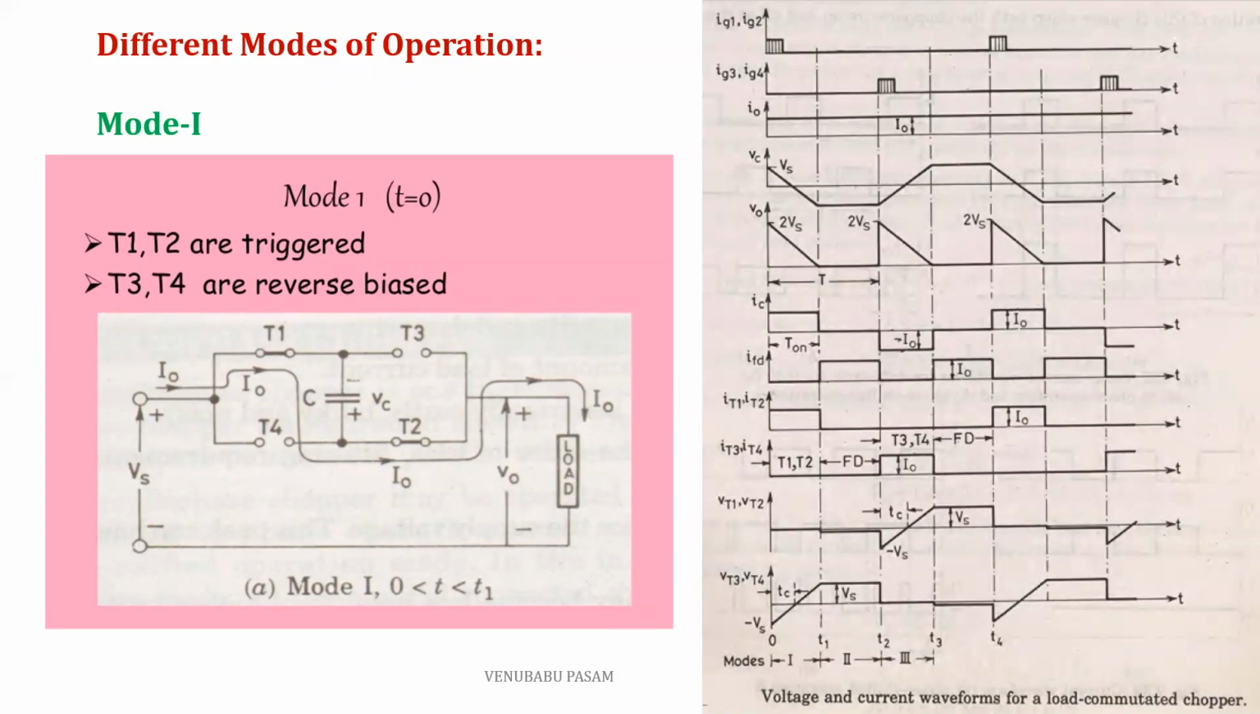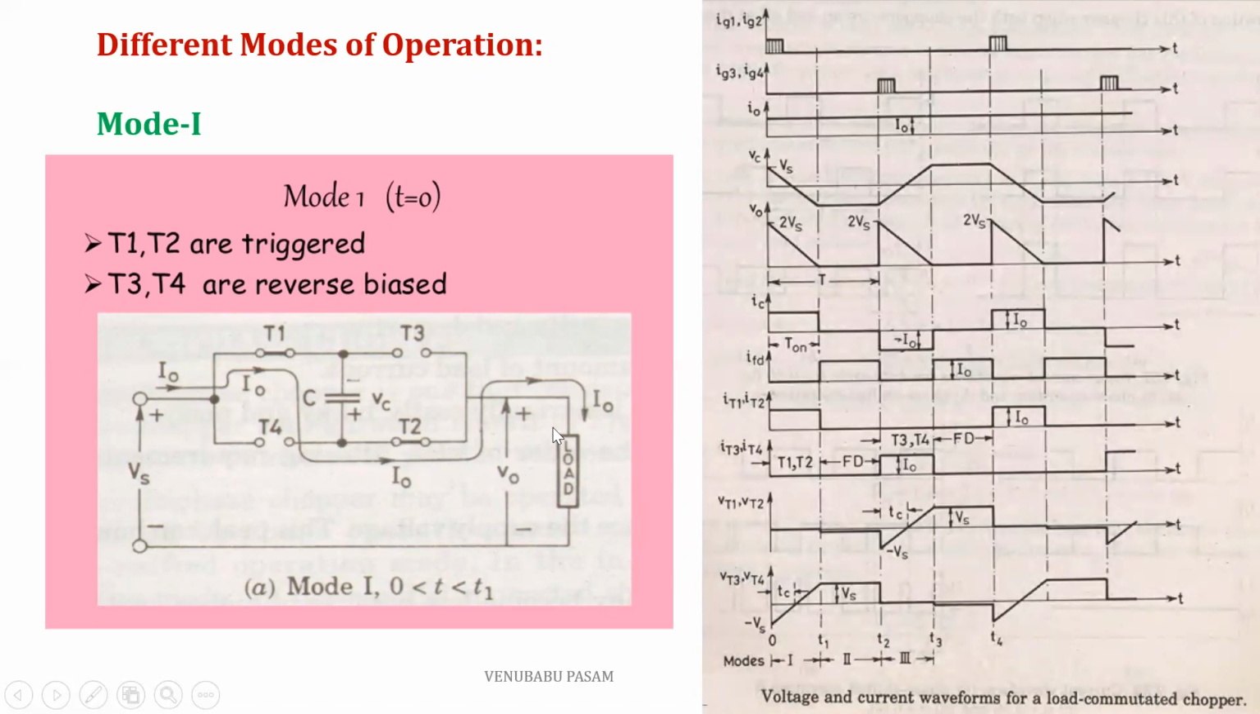In the first mode of operation, thyristors T1 and T2 are triggered. Before triggering the thyristors, this capacitor is fully charged with source voltage, and its polarities are: upper plate negative and lower plate positive. Now triggering the thyristors T1 and T2 at t equal to 0, the circuit closes from source to load through T1, capacitor and T2.